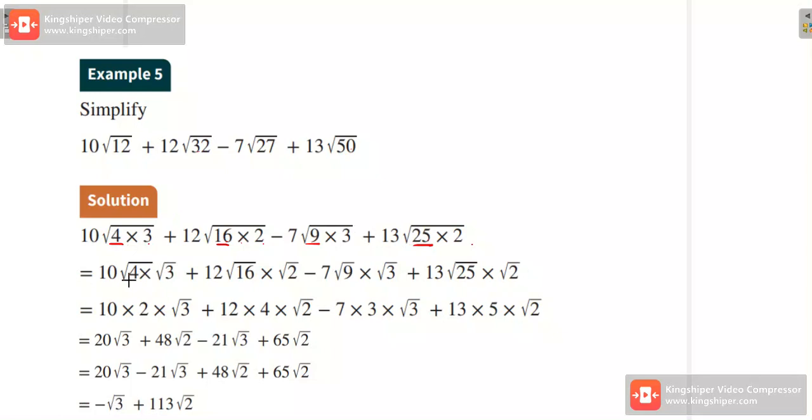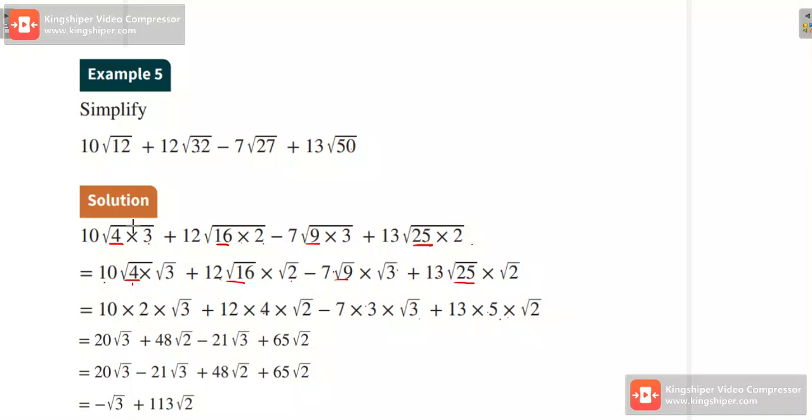Then we can see that this part will give us 2. So it will be 10 times 2, then times the root of 3. Then here, root of 16 will give us 4. So it will be 12 times 4, then times root of 2. Root of 9 will give us 3. So we have 7 times 3, then times the root of 3. Then root of 25 will also give us 5. So we have 13 times 5 times root of 2. Then we can continue to simplify.